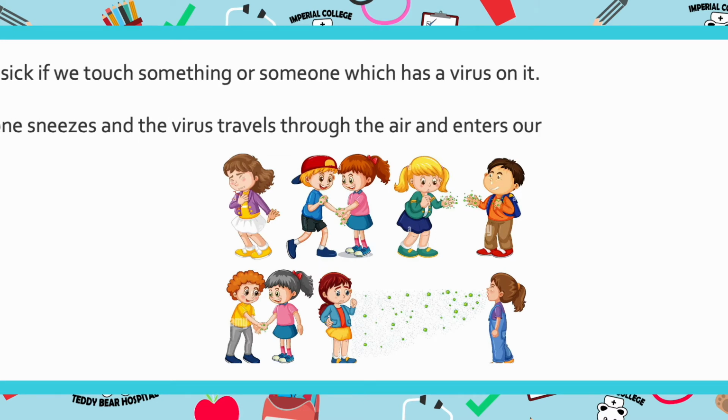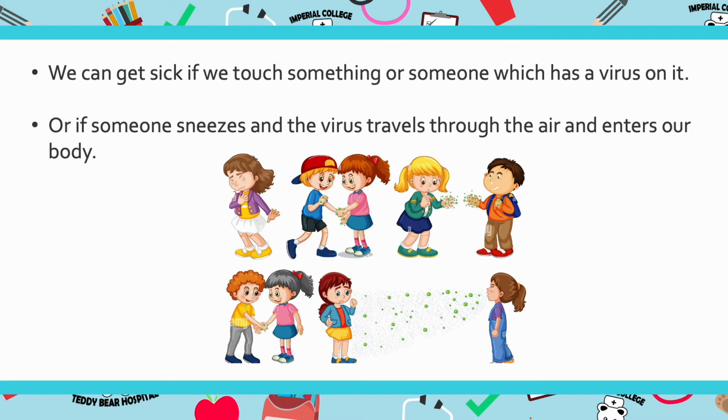So we can get sick if we touch something or someone which has a virus on it. So that way the virus can pass from the person onto ourselves. So let's say there's an apple and the virus is on the apple and we touch the apple or we eat the apple, then the virus can go into our body. Or if someone sneezes, the virus can then travel through the air and enter our body. So the main ways that we can become sick are if we touch something or someone which has a virus on, or if it travels through the air and enters our body that way.